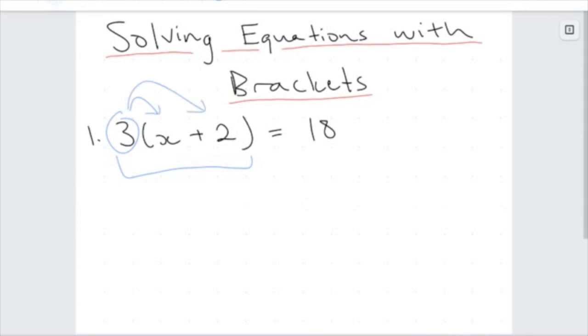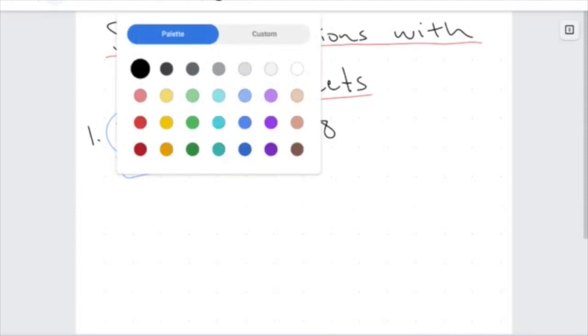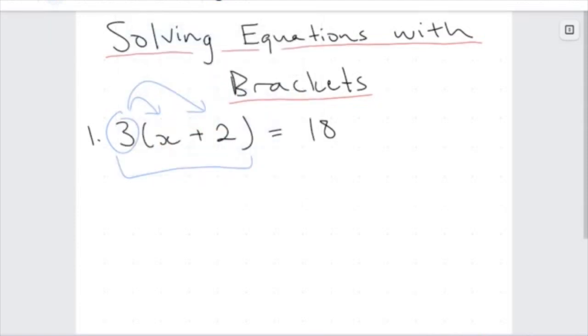So because what's implied here is a multiplication, 3 times (x + 2), my number 3 on the outside is going to multiply both my x and my 2. So to expand this, I'm going to get 3x plus: 3 times x gives me 3x, and 3 times 2 gives me 6, and that equals 18.